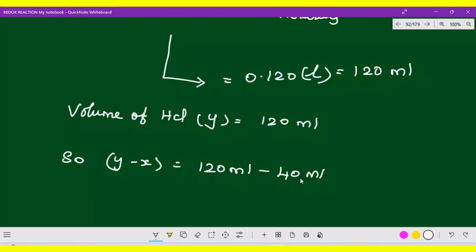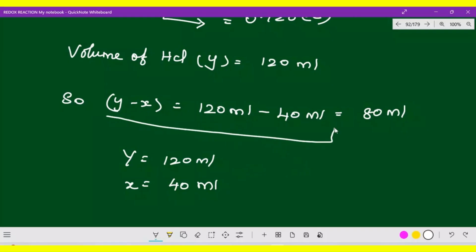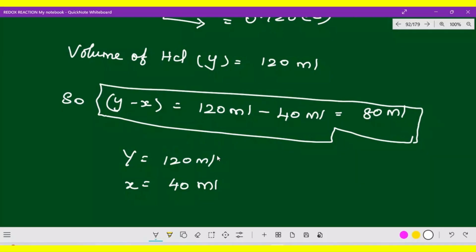How do we get that 40 ml? The first one. Okay, now how much are you getting? Here you are getting 80 ml. So y minus x is actually 80. Now y equal to 120 ml, x equal to 40 ml. So y minus x equal to, you are getting this answer. So y equal to 120 ml, x equal to 40 ml. So here y minus x equal to 80 ml. I hope you got that clear idea about this question.